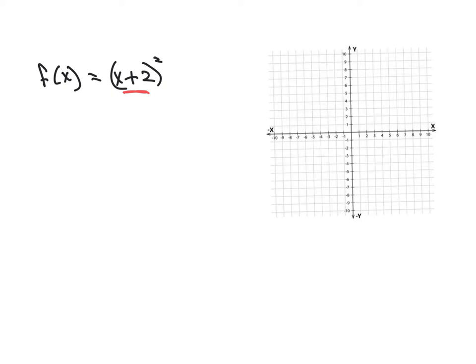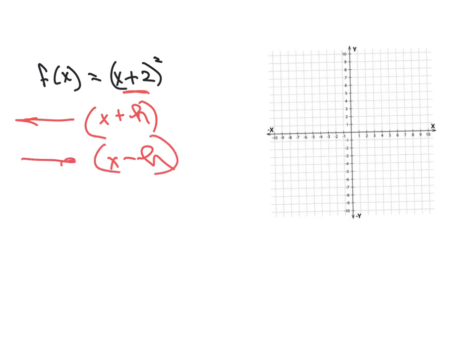If it is a plus number, and what they call is the h, if it's a plus h, it will shift to the left. If it's a minus h, it will shift to the right. So let's go ahead and try one of these.